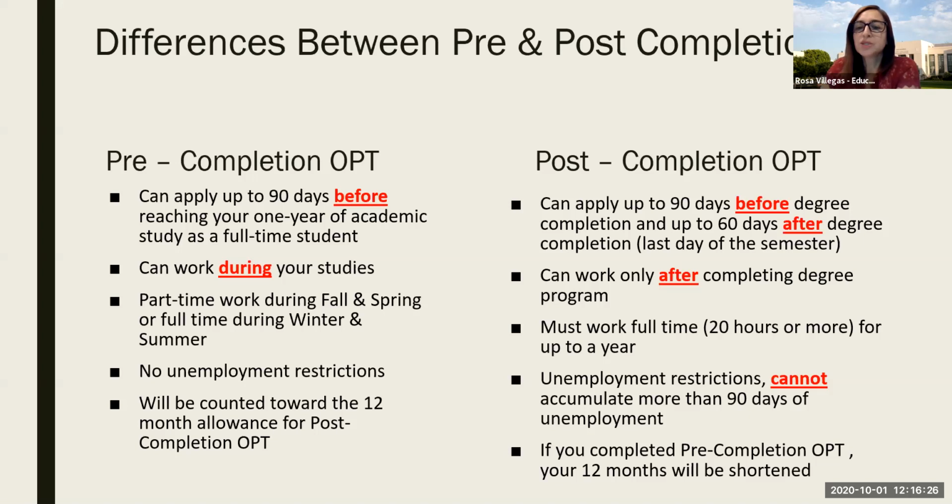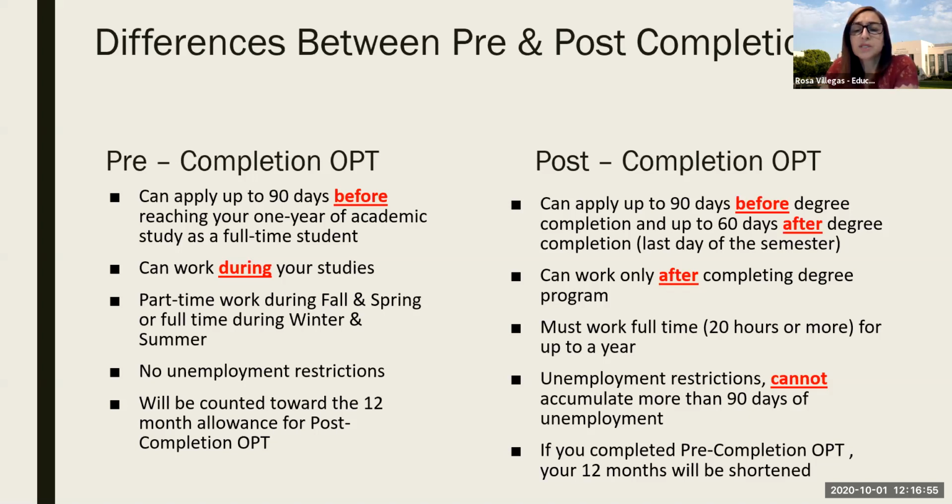For post-completion OPT, you can apply 90 days before your graduation day. Your graduation day is the last day of the semester. If you graduate this fall, it will be December 13th. You can only work after your graduation date. So you have to file right now, but you cannot start working until December 14th, for example, the day after.